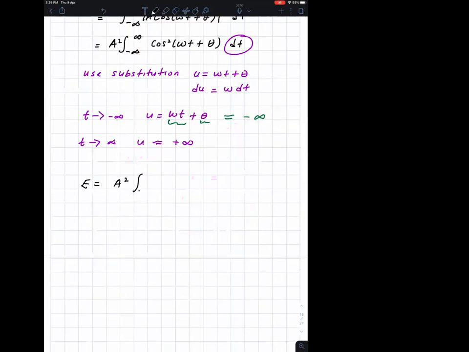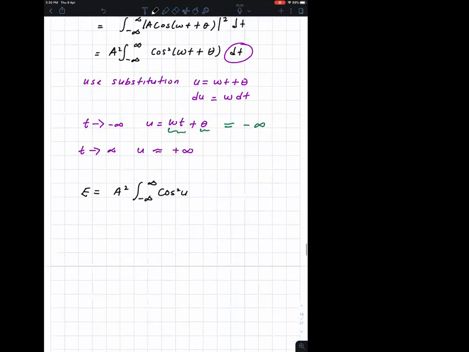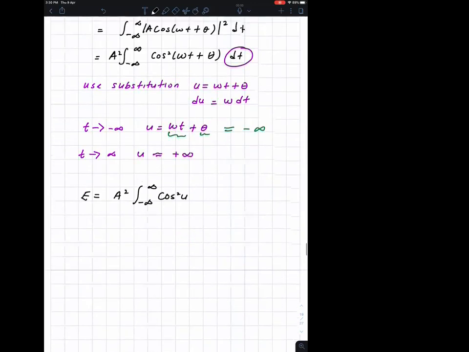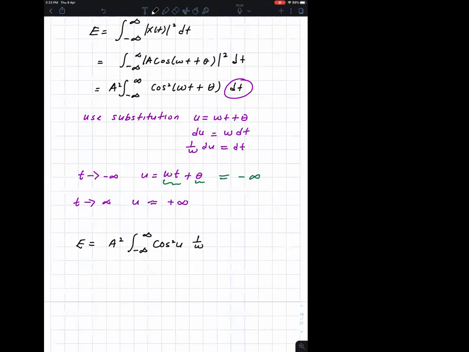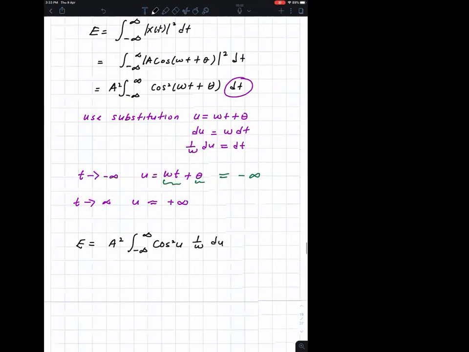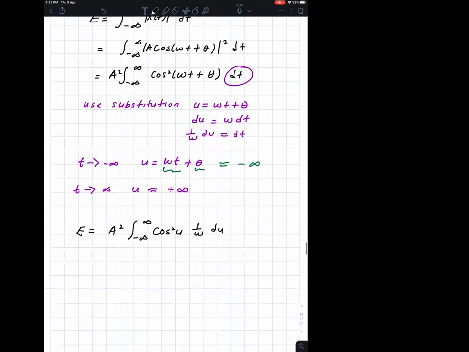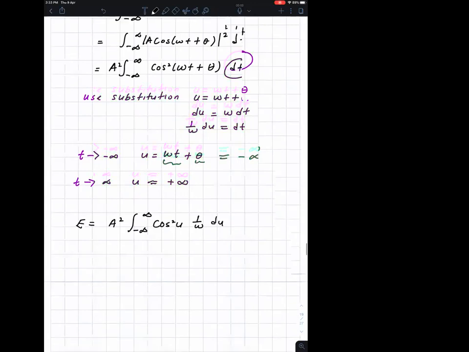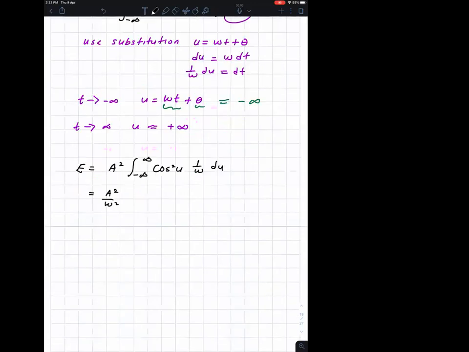Integral from minus infinity to positive infinity of cosine squared u du, omega du. A squared over omega squared, cosine squared u du.